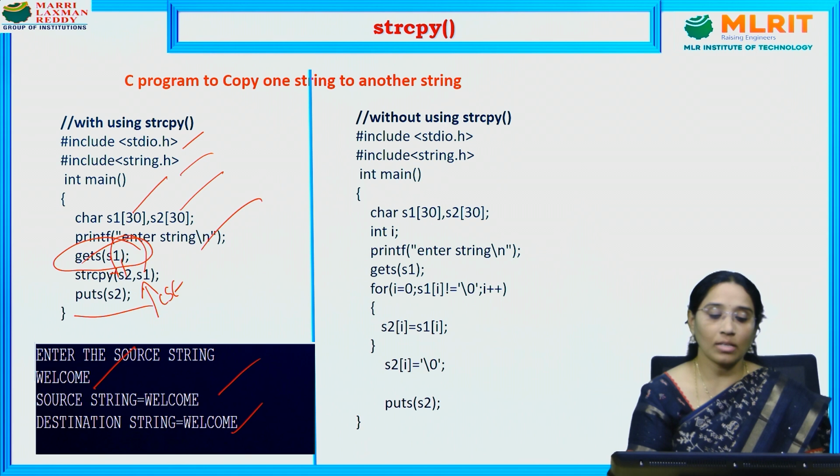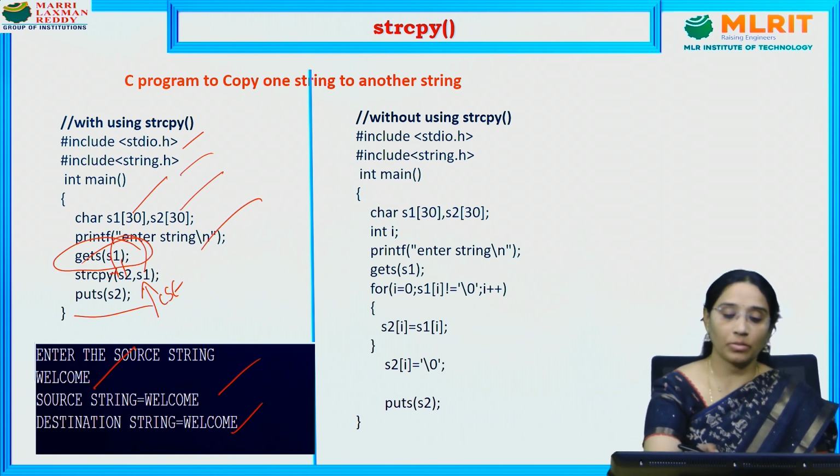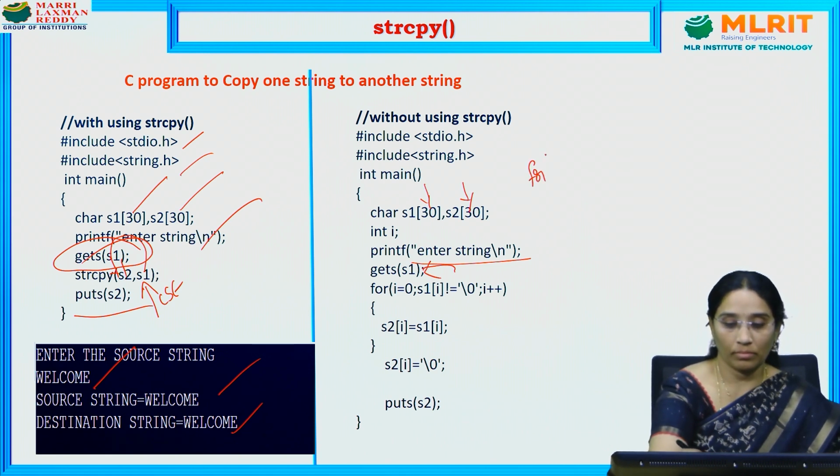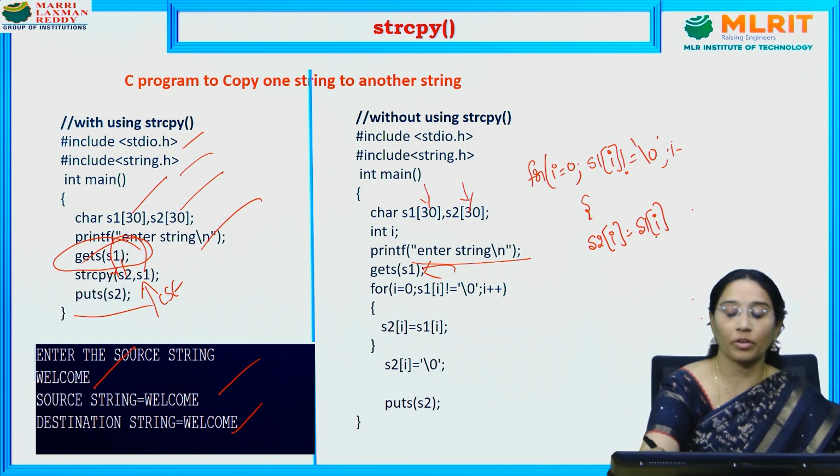Next, without using the strcpy function. Here we have two strings again, s1 and s2. s1 is of size 30 and s2 is of size 30. printf "enter the string", gets of s1. So, for i equal to 0, s1 of i not equal to null character, and i plus plus, s2 of i equals s1 of i. It's a simple one. Whatever we have in s1 is copied to s2.